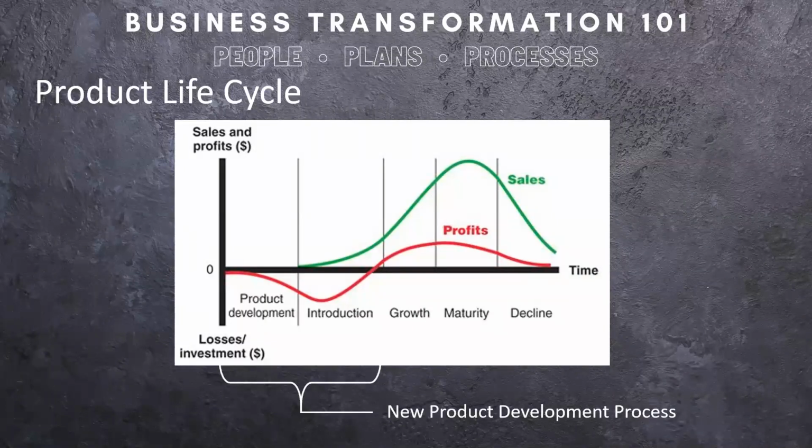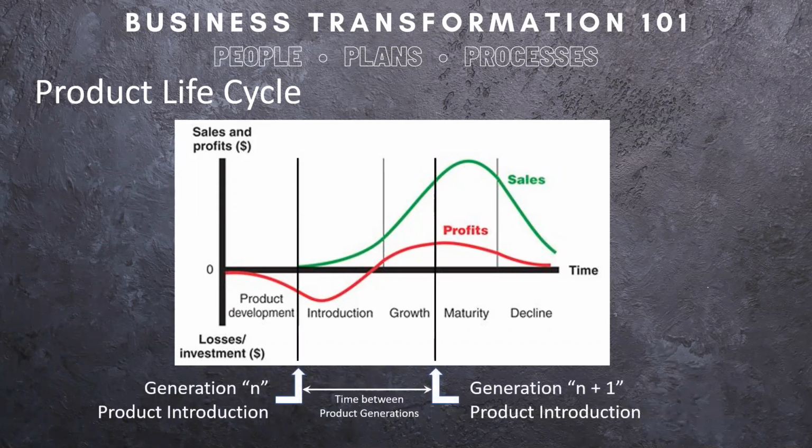The new product development process covers the first two stages of the product lifecycle: product development and introduction, as shown here. Note that the majority of the investment for the new product is made during these two stages, while limited sales and profit are generated.